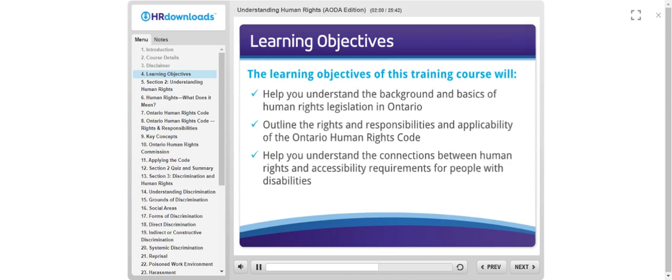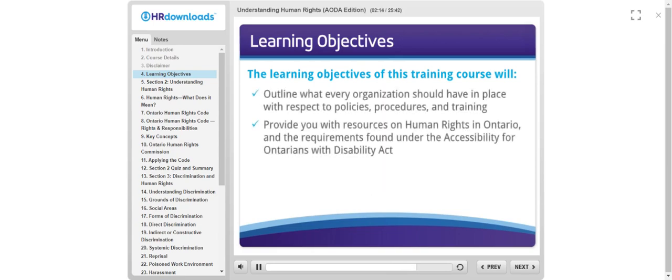The main learning objectives of this training course are to help you understand the background and basics of human rights legislation in Ontario, outline the rights and responsibilities and applicability of the Ontario Human Rights Code, help you understand the connections between human rights and accessibility requirements for people with disabilities, outline what every organization should have in place with respect to policies, procedures, and training, and provide you with resources on human rights in Ontario and the requirements found under the Accessibilities for Ontarians with Disabilities Act.